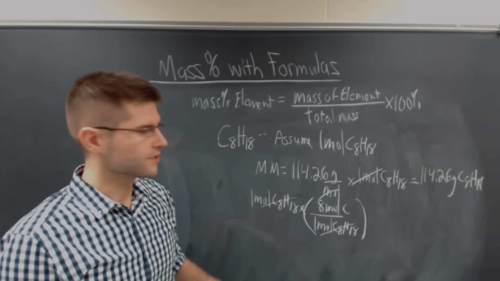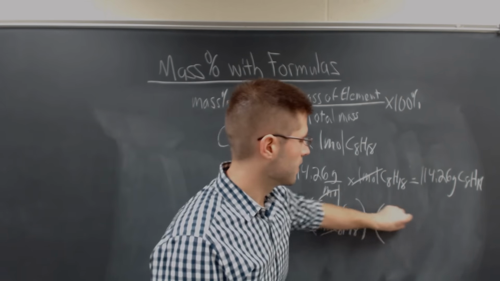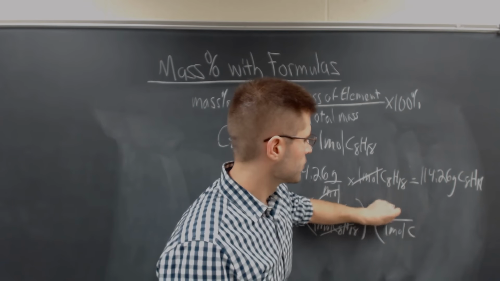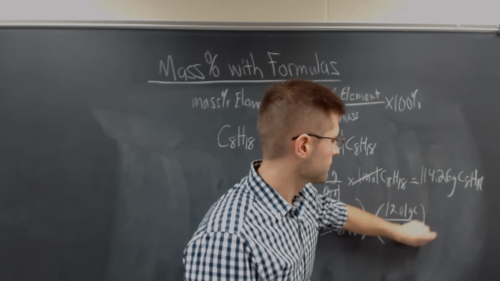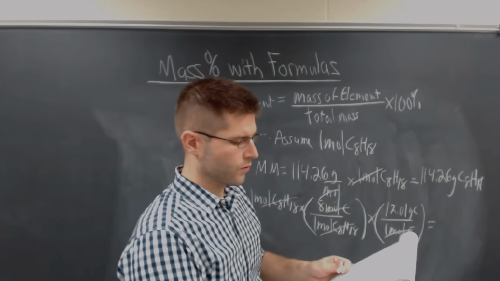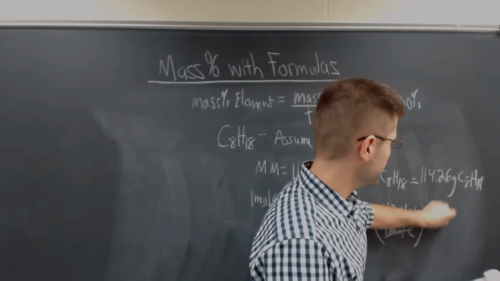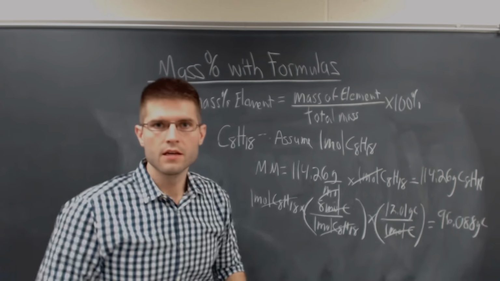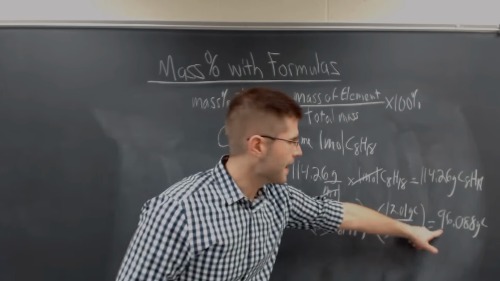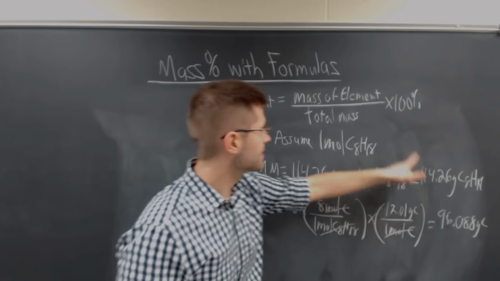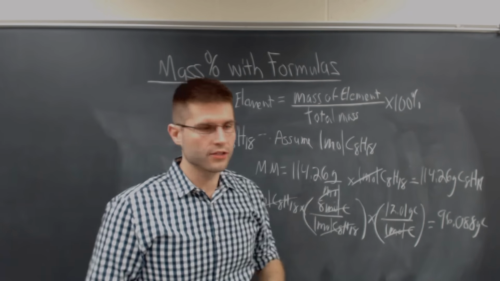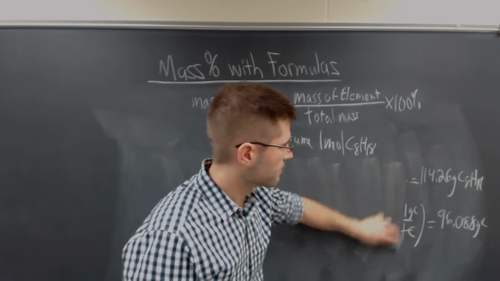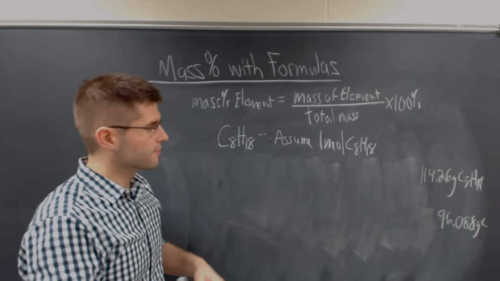The moles of octane cancel here. We can continue on this calculation. Multiply by 1 mole of carbon, multiply by the molar mass, 12.01 grams of carbon. The moles cancel, and we're left with 96.088 grams of carbon. Great. Now we have the mass of the element, we have the mass of the molecule. All we have to do is plug this into this equation. So I'm going to erase everything here. I'm going to keep these final numbers that are over on the right, and I'm going to use them.